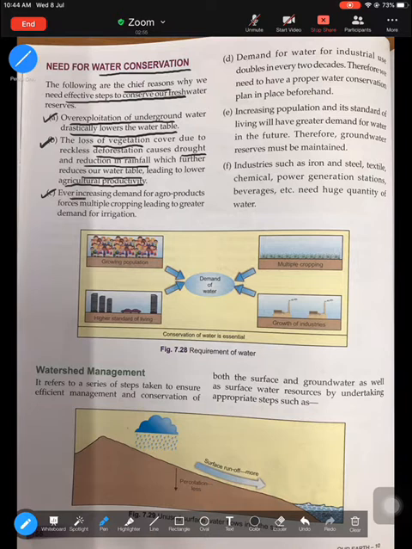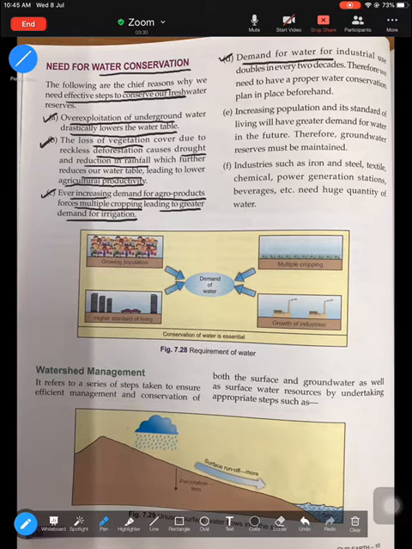Third, ever increasing demand for agriculture products forces multiple cropping, leading to greater demand. So because of the rapid increase in the population, and the rapid increase in the demand for agriculture products by people, what is happening? We are forced to encourage multiple cropping rather than just growing one single crop. So when we are engaging in multiple cropping, it means we require more water. All right, so that is the third reason why water conservation has to be taken seriously.